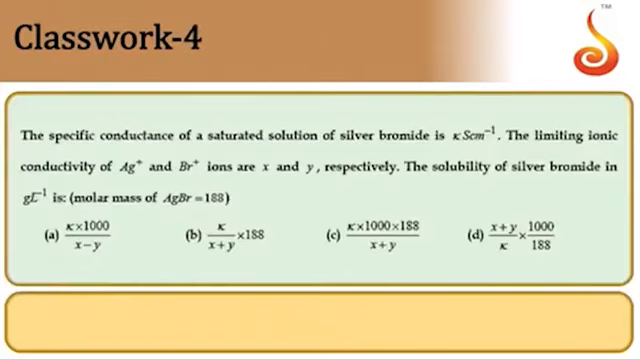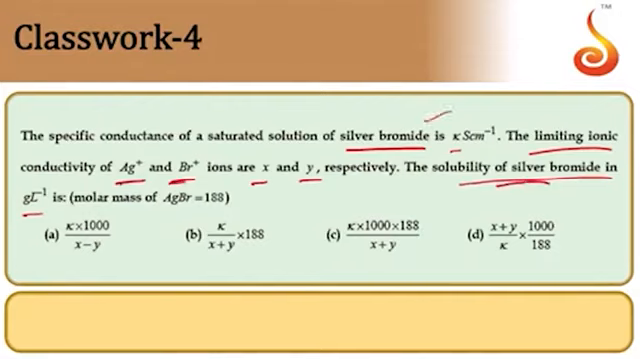Then next one. Specific conductance of saturated solution of AgBr, silver bromide, is kappa Siemens per centimeter. The limiting molar conductivities of Ag plus and Br minus are X and Y respectively. The solubility of AgBr in grams per liter is asked. They gave us the limiting molar conductances of Ag plus and Br minus, and the specific conductance of AgBr.